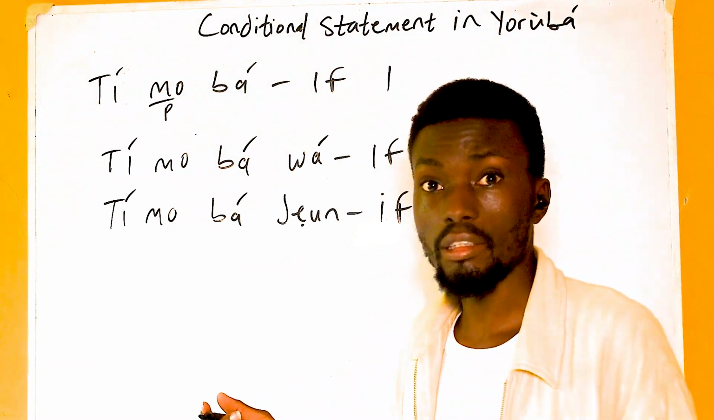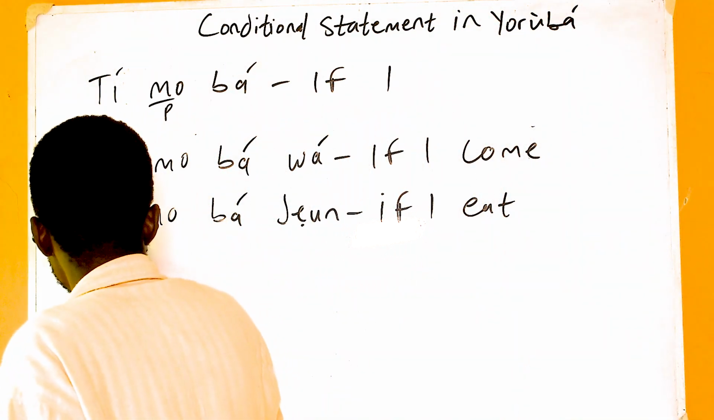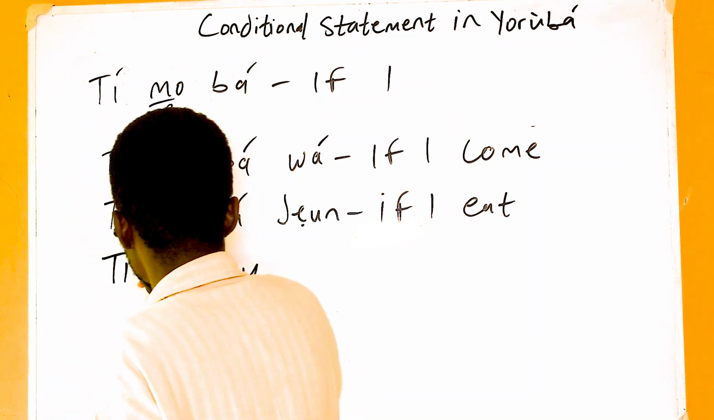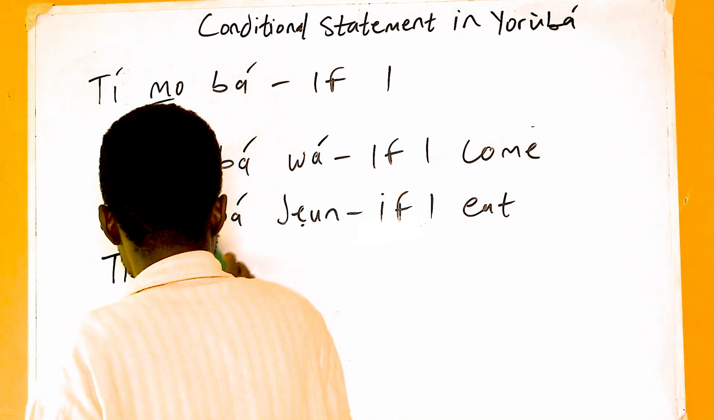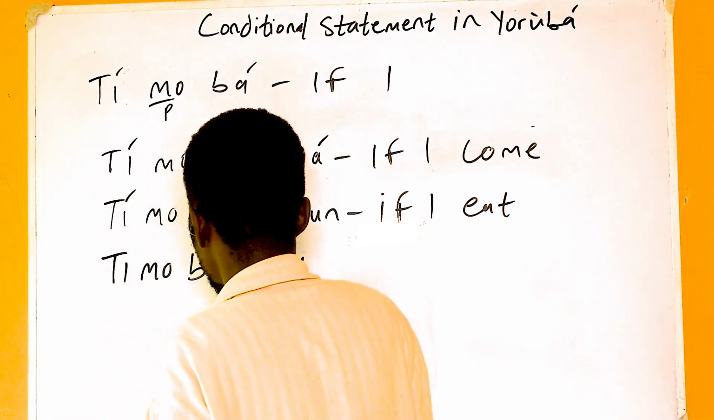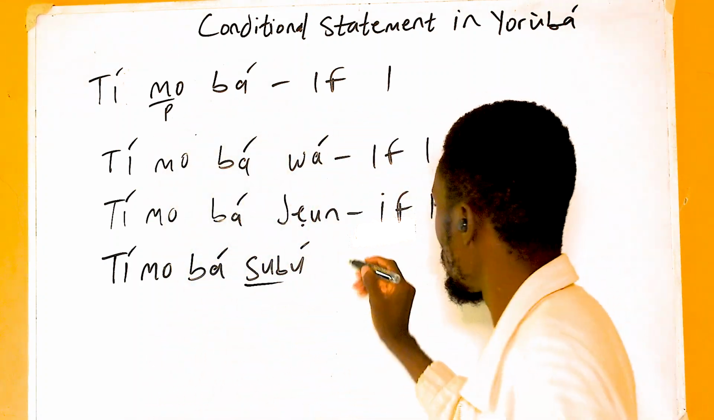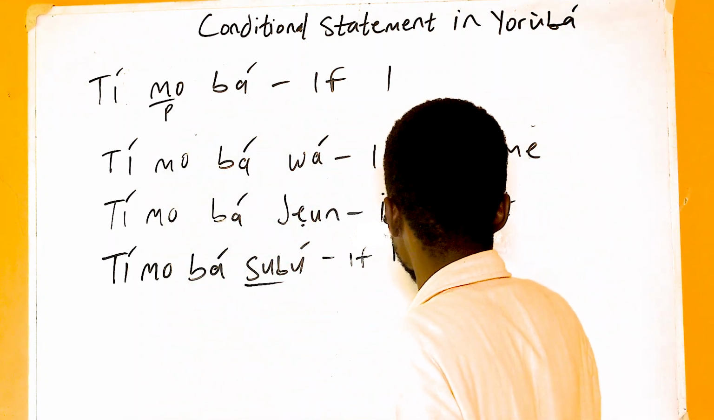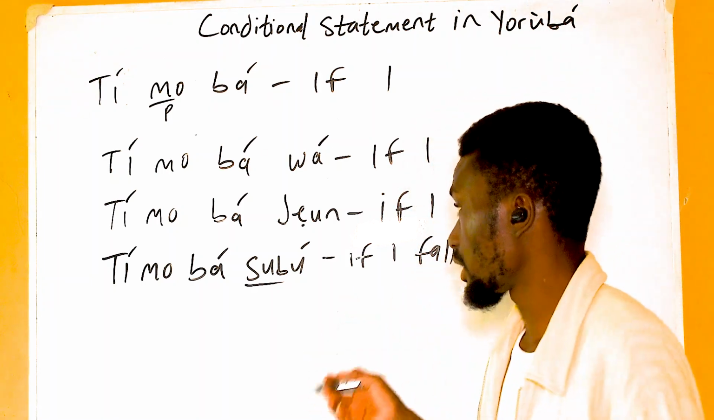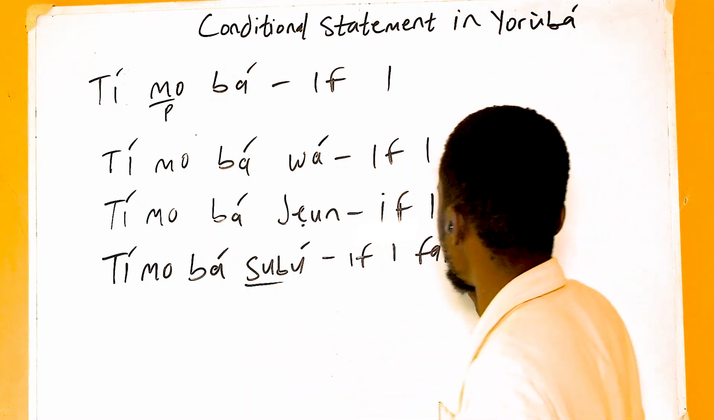We can also have "ti mo ba ṣubú", which is if I fall down. "Ṣubú" is actually fall down, which is if I fall. English can say "if I fall", and you can also put "fall down". So "ti mo ba ṣubú", you can continue with this.